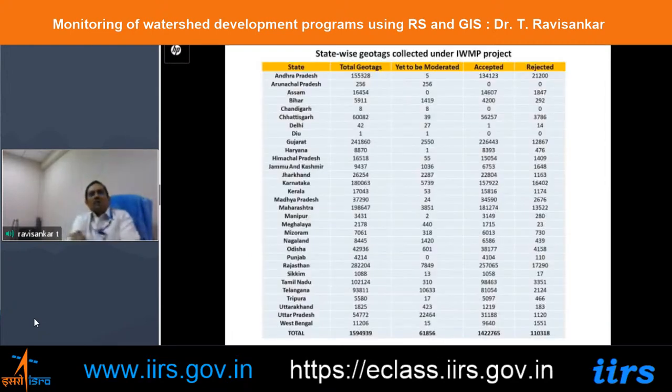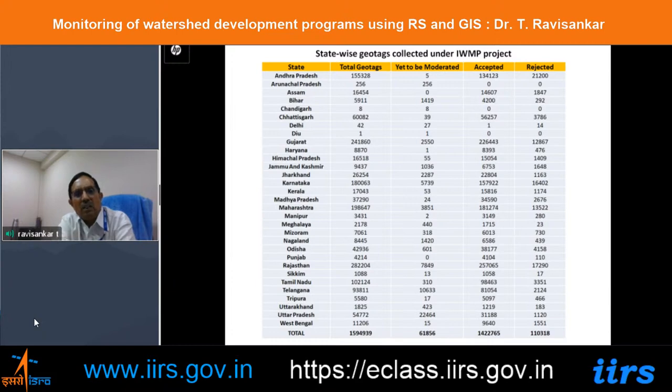And these are all the state-wise geotags. The protocol followed here is that each state's people, after training, upload the photographs. That is how the first column is the total number of geotags. And once the geotags are there, they have to be moderated by the next level of officials. Once the moderation process is in progress, they will say how many are accepted. For example, in Andhra Pradesh, 1,55,000 photo geotags are uploaded, but 1,34,123 are accepted, and the remaining are rejected.